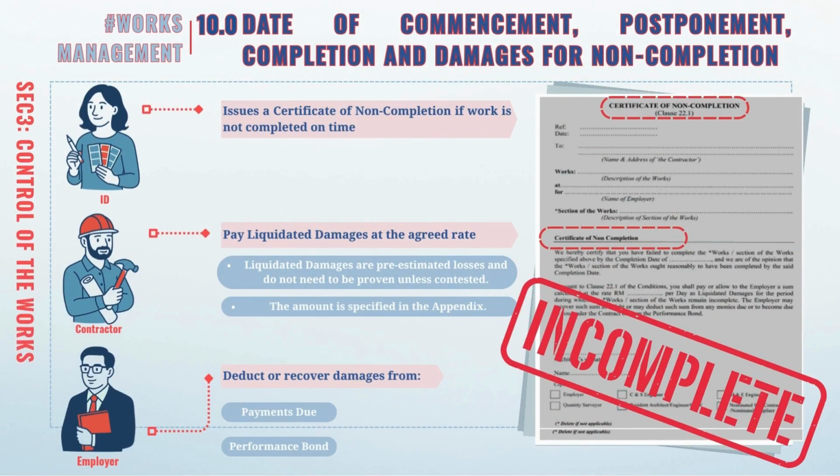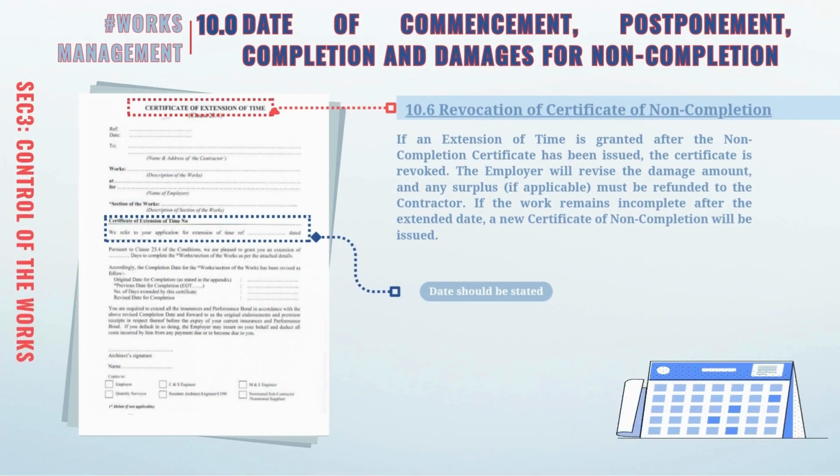If work is not completed on time, ID will issue a certificate of non-completion. The contractor must pay liquidated damages, which are pre-estimated loss. This damage can be taken from payments due or the performance bond. When extra time is given after the non-completion certificate is issued, that certificate gets cancelled. The employer will update the damages and refund any extra money. If work is still not done, a new certificate will be issued.